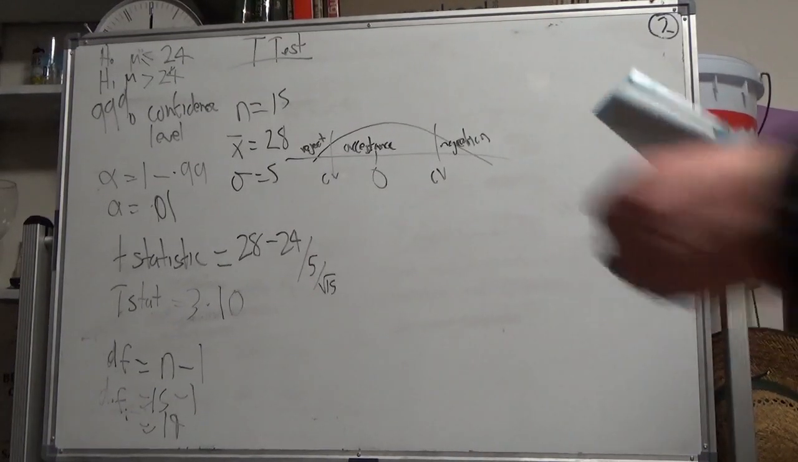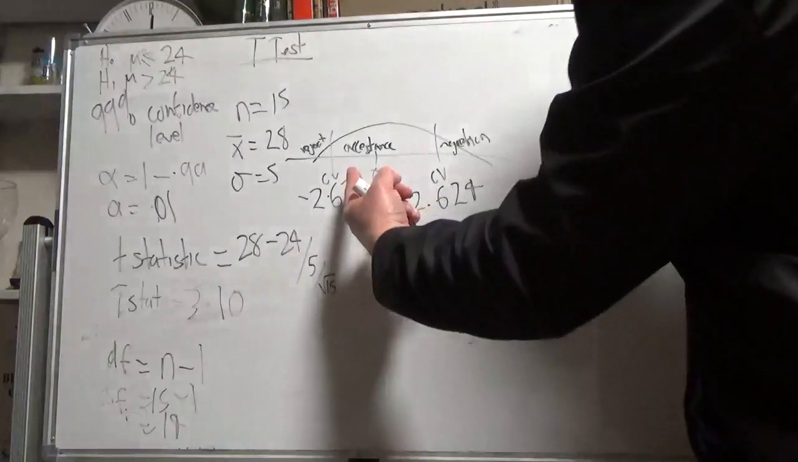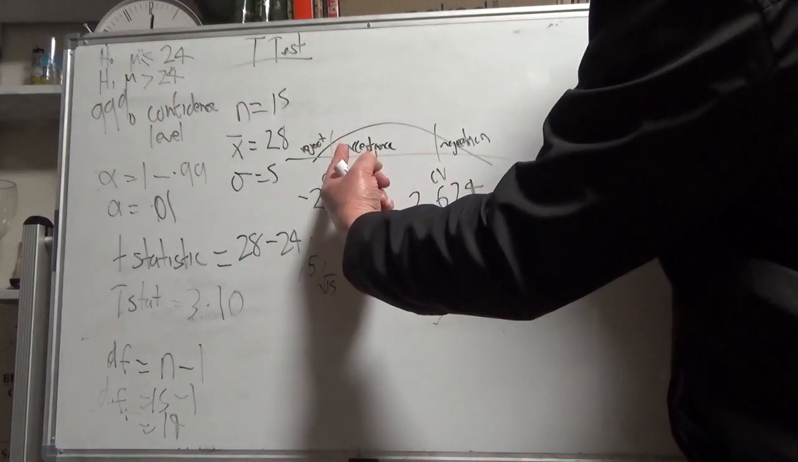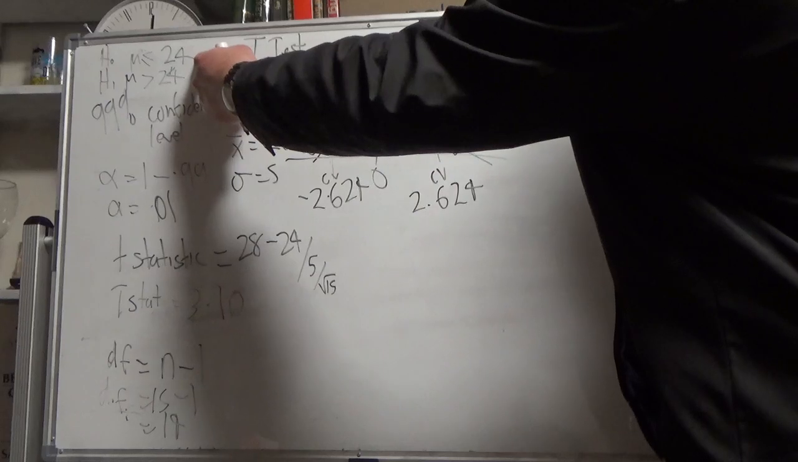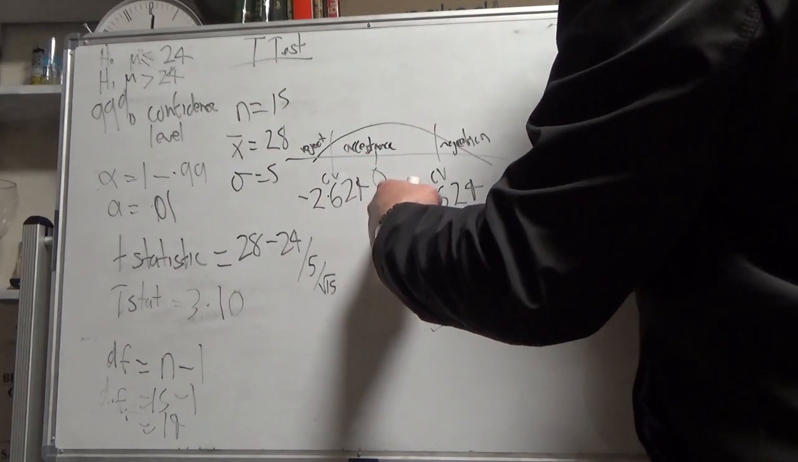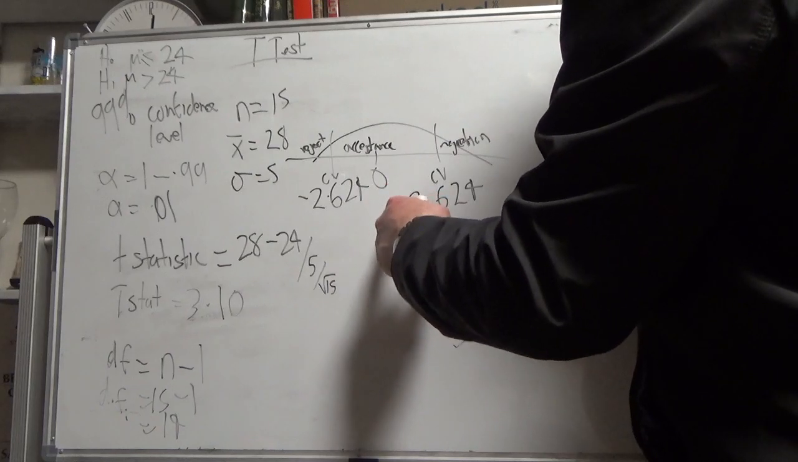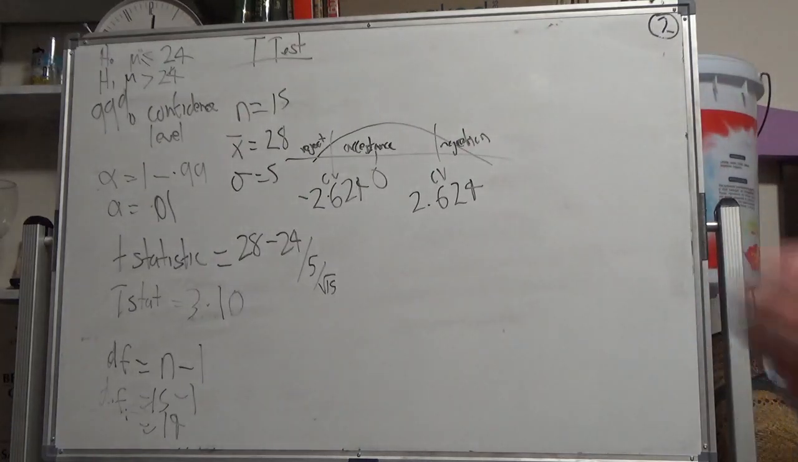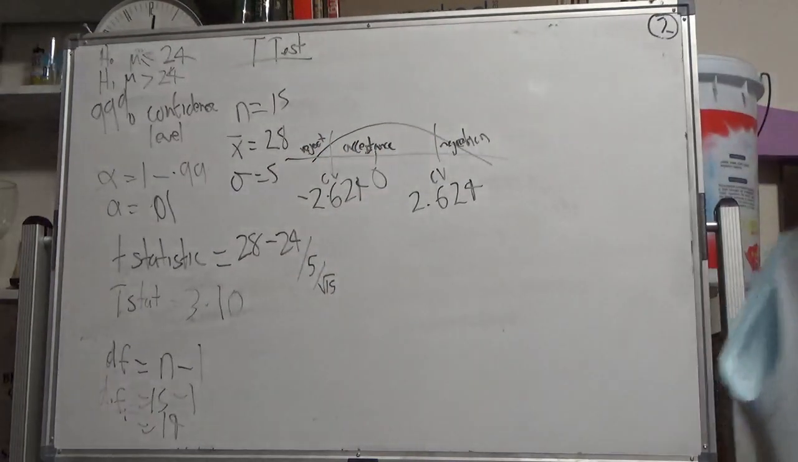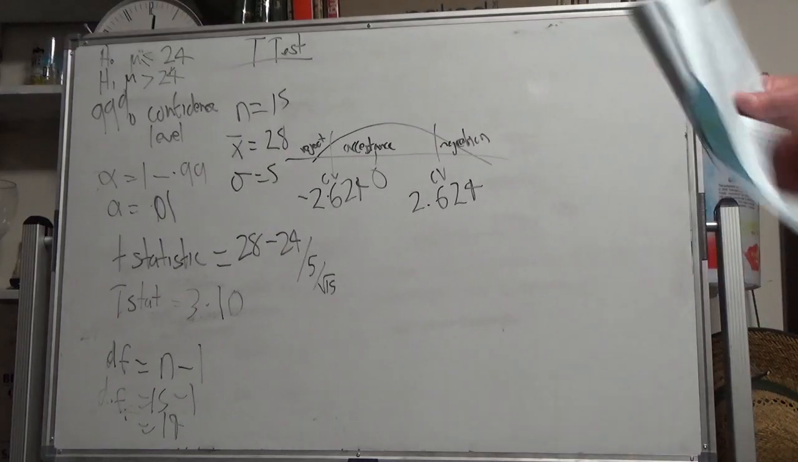So I'll just write that up. The upper critical value is 2.624, and the lower critical value is minus 2.624. So we're 99% confident that the population mean falls within that range, and then we can accept the null hypothesis. But if the Z statistic falls out of that range, if it's in that region or that region, we reject the null hypothesis.